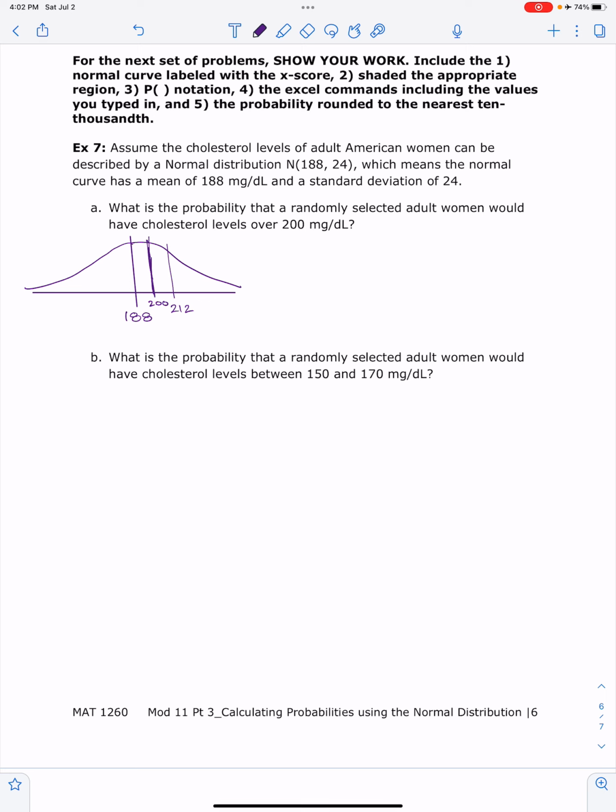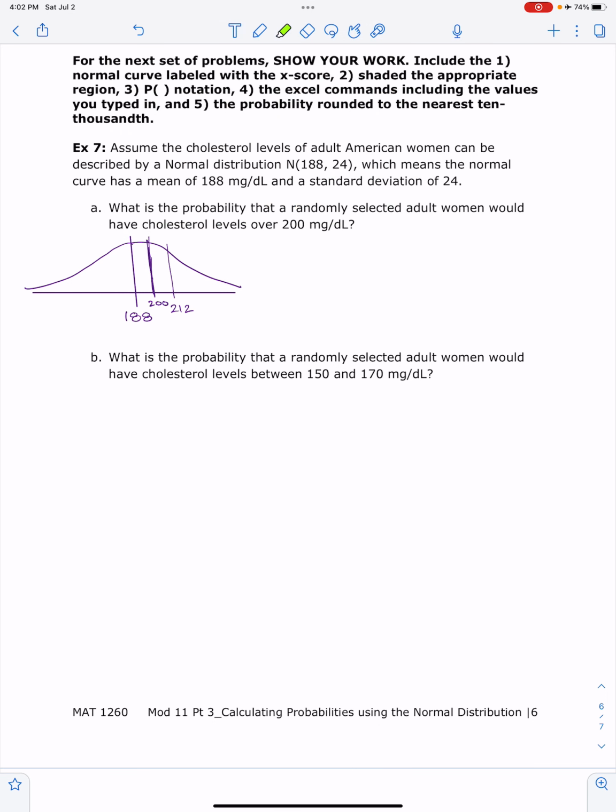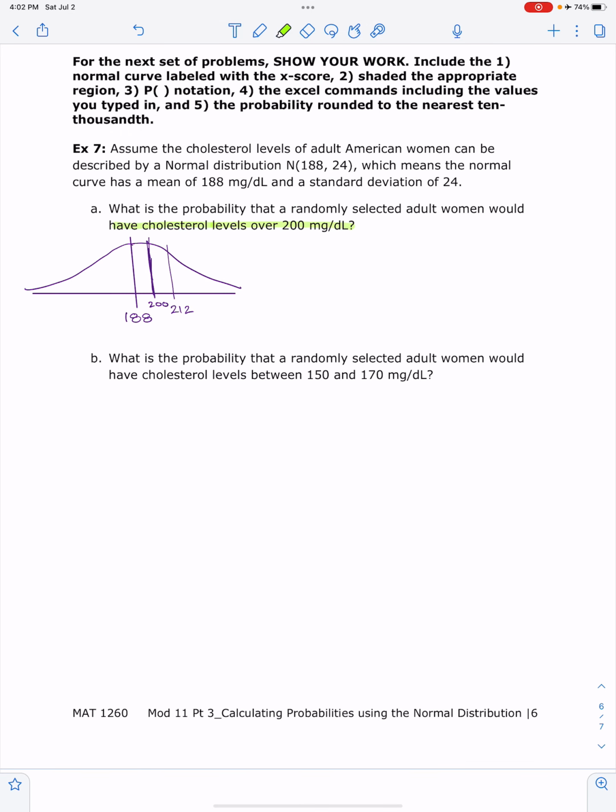Okay. We want cholesterol levels over 200. Over means to the right. Notice I am not calculating the z-scores. I'm going to go ahead and work with what we have. I am moving to the right. So this is my 1 minus. I want the probability to the right of that value. And we talked about this before.